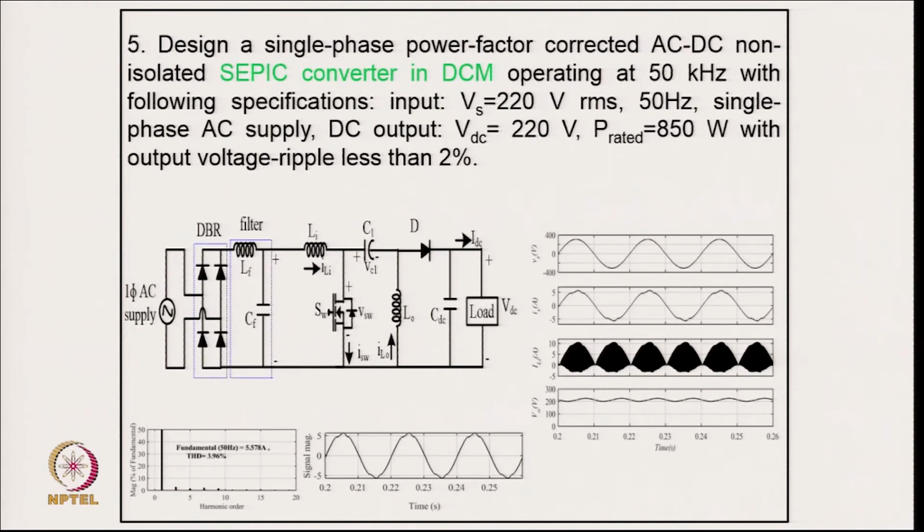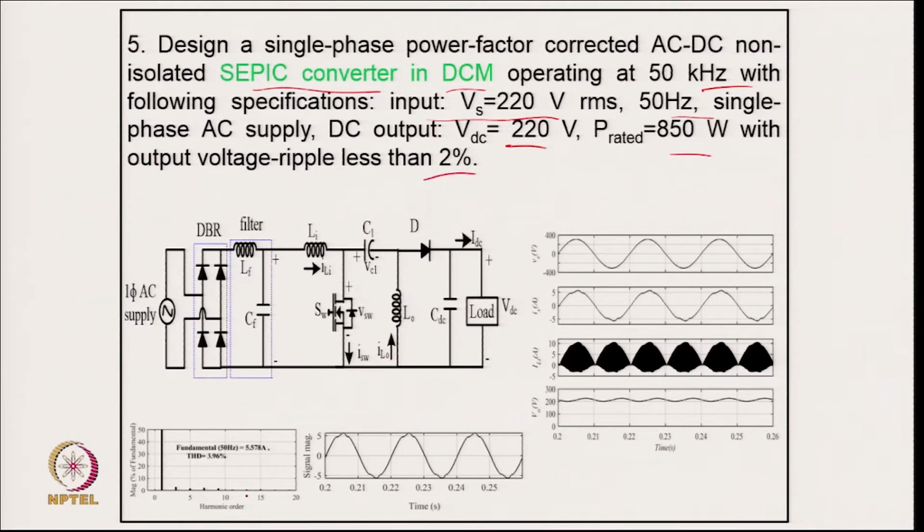So, coming to a fifth example, design a single phase power factor corrected AC/DC non isolated single ended primary inductance converter operating in discontinuous conduction mode at 50 kilohertz, with the following specifications: supply voltage of 220 volt RMS, 50 hertz single phase supply, output voltage of 220 volt, and rated power of 850 watt, with an output voltage ripple of less than 2%.